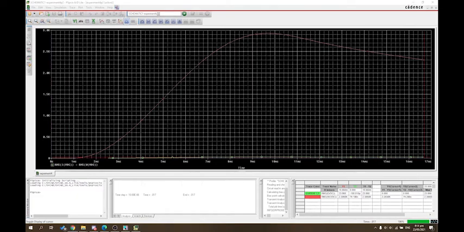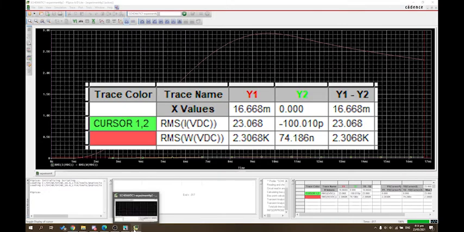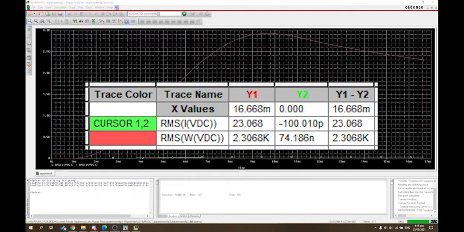As observed in the waveform, the RMS current across the DC voltage source has a value of 23.068 amperes, and the RMS power across the DC voltage source has a value of 2.3068 kilowatts.